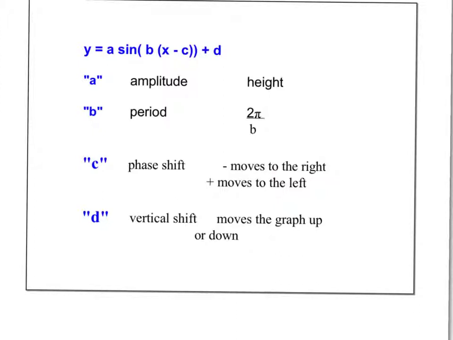Another way you can calculate amplitude is take the highest value of y, so the highest point, and then subtract the lowest y value, and then divide by 2. That's another way to find the amplitude.